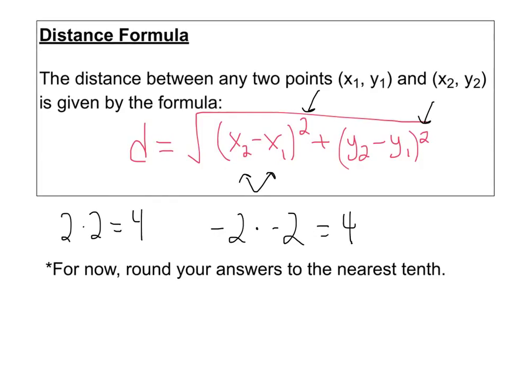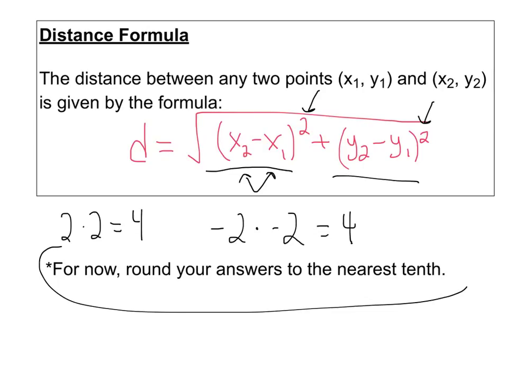What does matter is that you're subtracting x coordinates and subtracting y coordinates, because if you don't pick the right coordinates, then the distance formula will not work. It does have to have the x's subtracted and the y's subtracted in order for it to work. For now, you can round your answers by taking the square root in the calculator, but we'll talk about how to find exact answers next class.